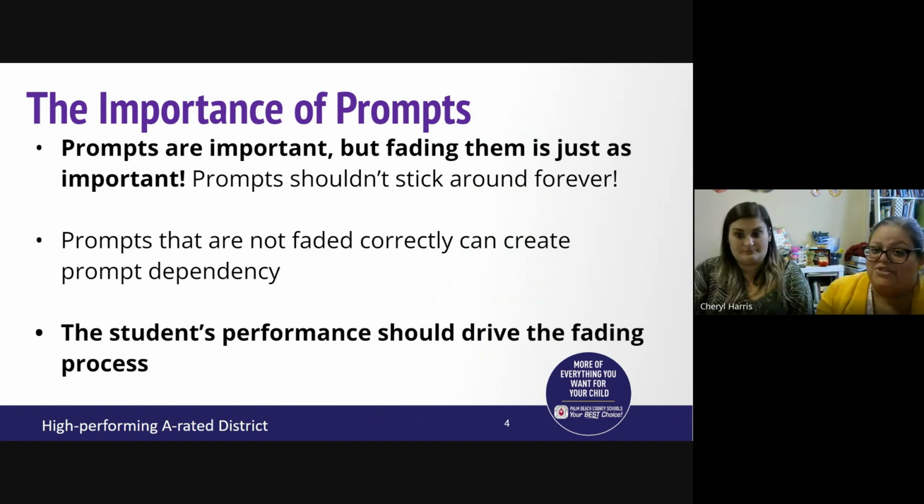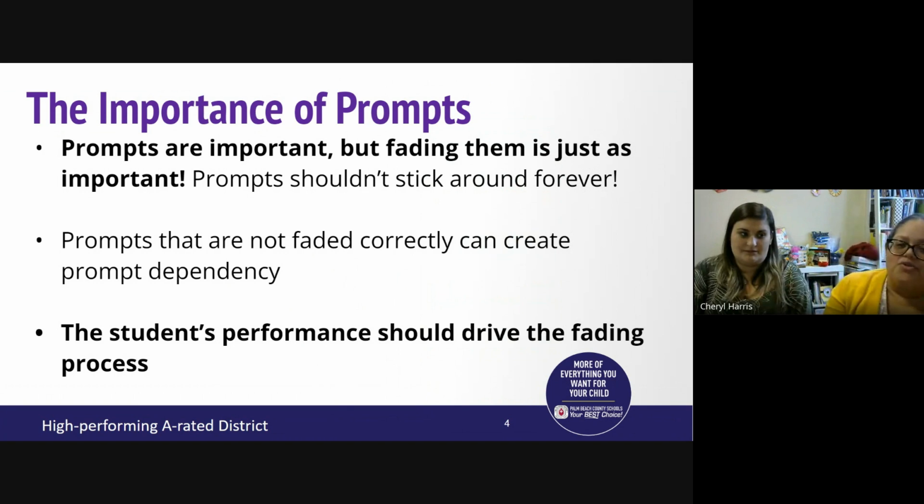So this is important. Look at that second action point. Prompts that are not faded correctly can really create prompt dependencies. That's like when you see the student standing in front of their cubby or their bucket or their basket, waiting for you to tell them, take off your backpack. That's prompt dependency. We really like that kids want to ask permission for things, but we don't want them to be prompt dependent, right? It's different if they're asking to go to the bathroom and you're saying yes. That's different than just standing there waiting for somebody to say backpack off.